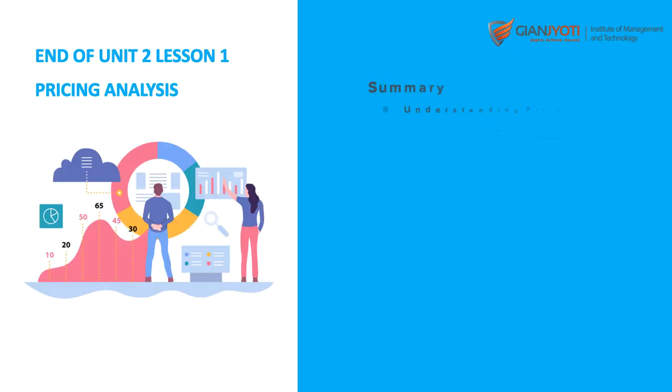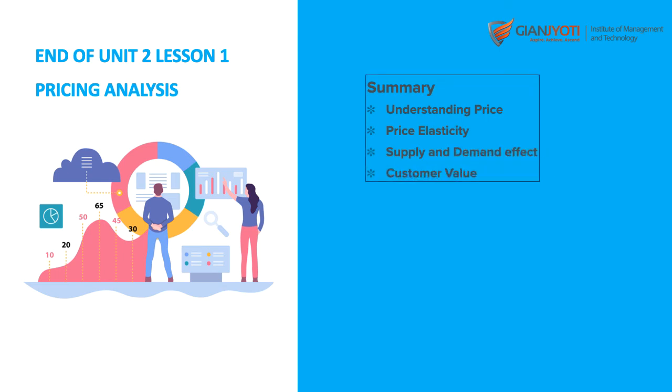So I summarize the things for you. First is understanding price. Second, we talked about price elasticity, how we can use that as a measure of consumer behavior. Then we looked at supply and demand, their effect on price, and then the customer value, which is very, very important.